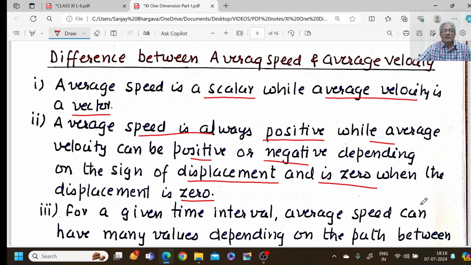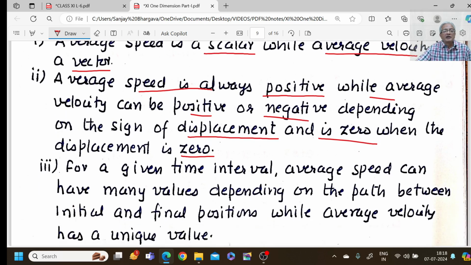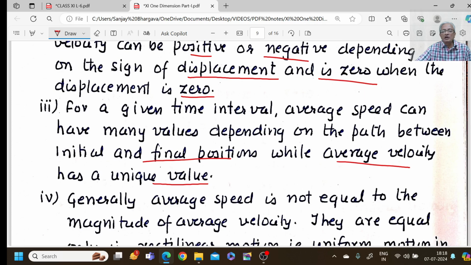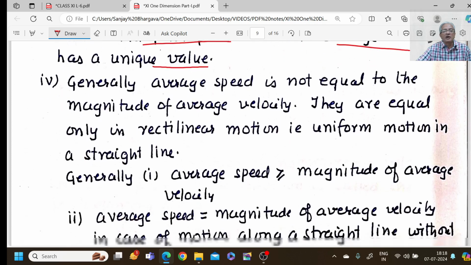For a given time interval, average speed can have many values depending on the path between initial and final positions, while average velocity will always have a unique value, because displacement has a unique value. In speed, distance can be different depending on the nature of the path. Generally, average speed is not equal to the magnitude of average velocity.